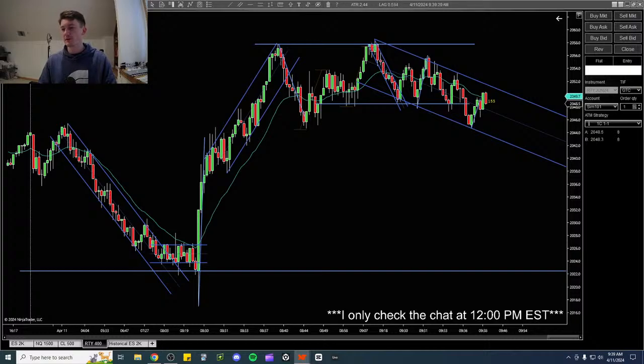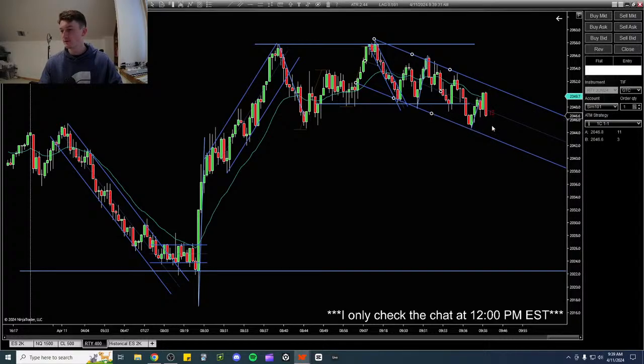Not interested in that one there. I'd rather see it move back to the trend line, given kind of all the uncertainty around this chart right now.